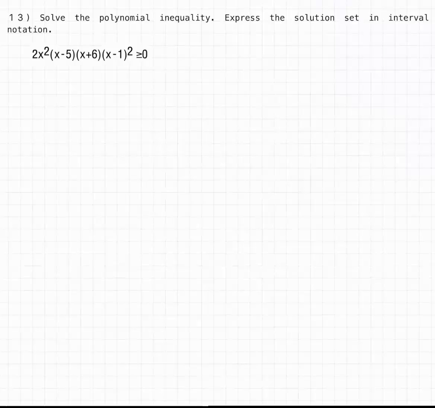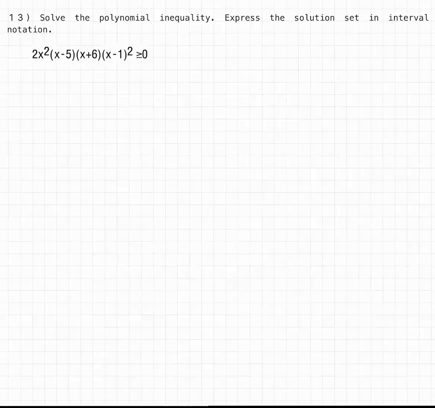Alright, so we're looking at question 13 on the MAC 1140 final exam review. It's asking us to solve the polynomial inequality and express the solution set in interval notation. We're given the polynomial inequality 2x squared times (x minus 5) times (x plus 6) times (x minus 1) squared is greater than or equal to 0.